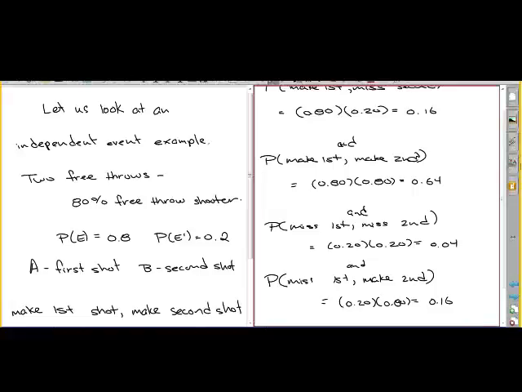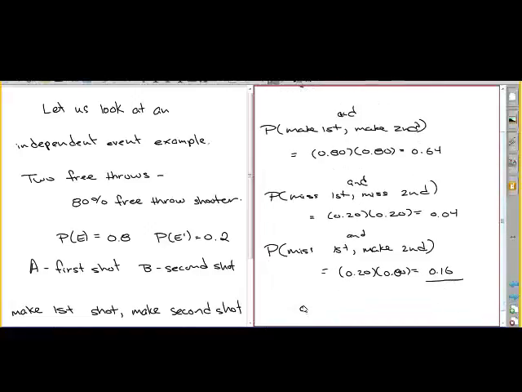And because it's not 50-50 anymore, it's not like flipping a coin, it doesn't end up being 0.25 for each one. If you add all those numbers together, 0.16 plus 0.64 plus 0.16 plus 0.04, you'll get 1. Because the probability of doing at least one of these is 100%, because they're the only choices. So that's how you handle independent events.